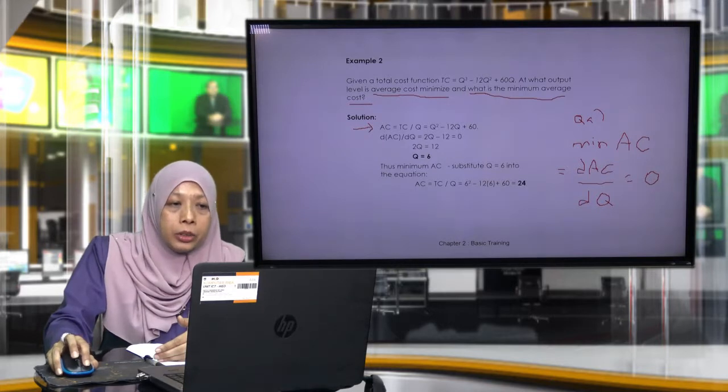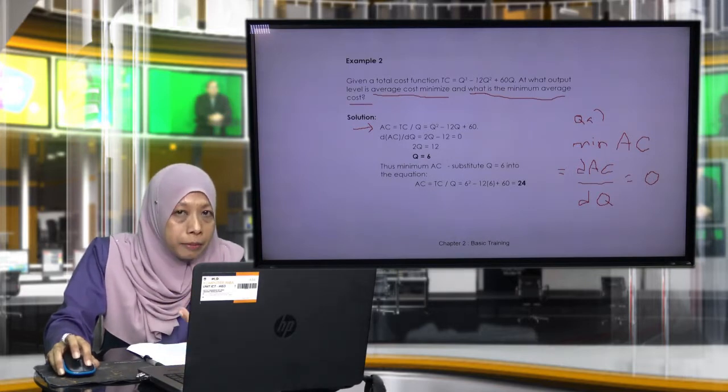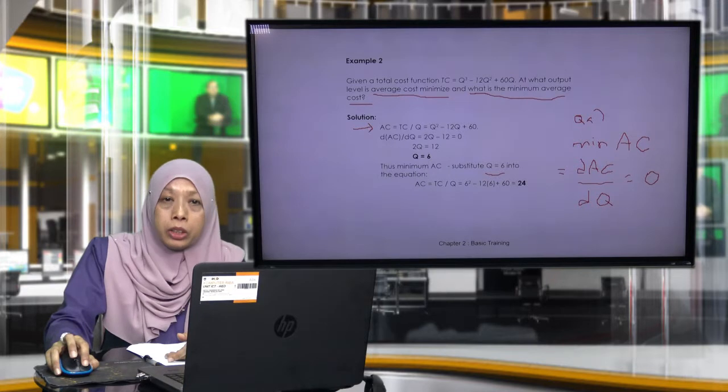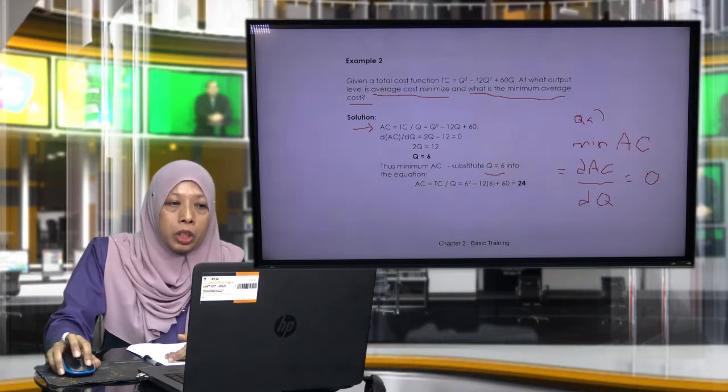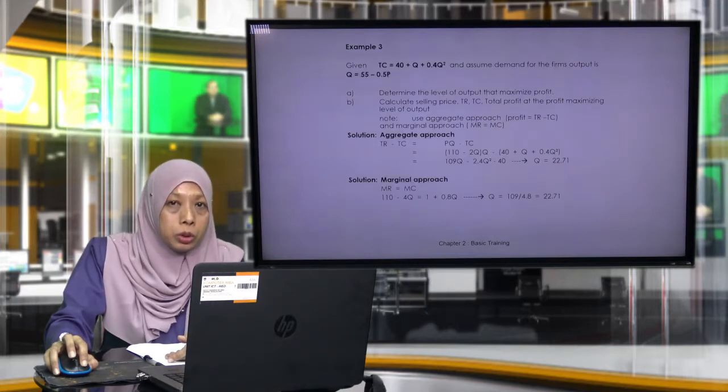But you are not done yet, because the second half of the question wants you to find the minimum value of average cost. So what's the minimum value of average cost? To find it, you simply substitute Q equals 6 into your average cost function. When you do that, you get the average cost value to be equal to 24.